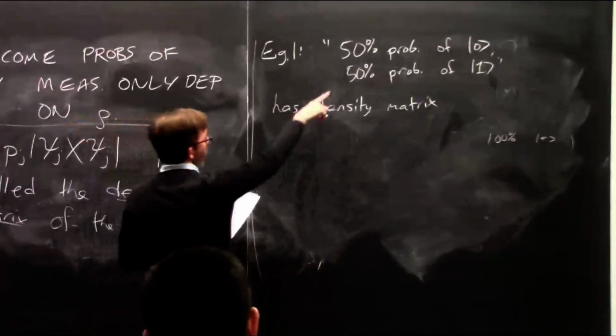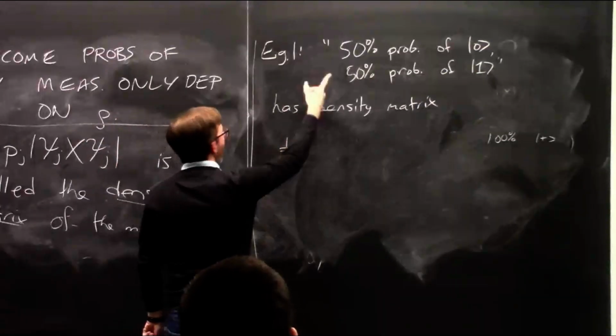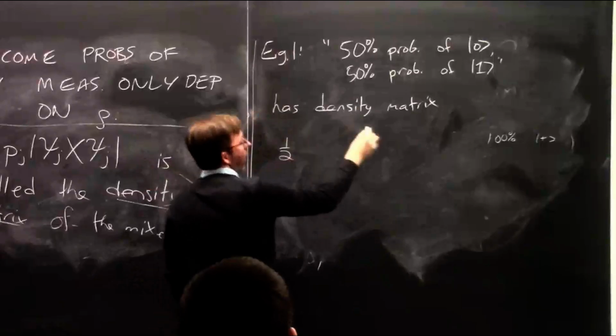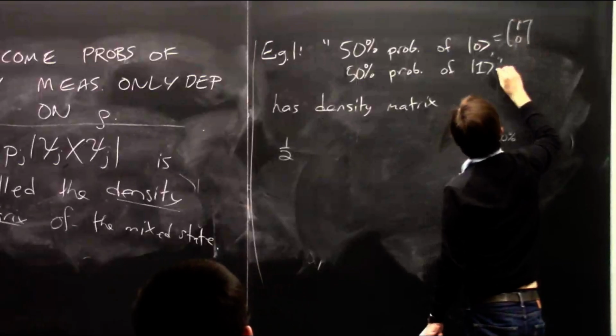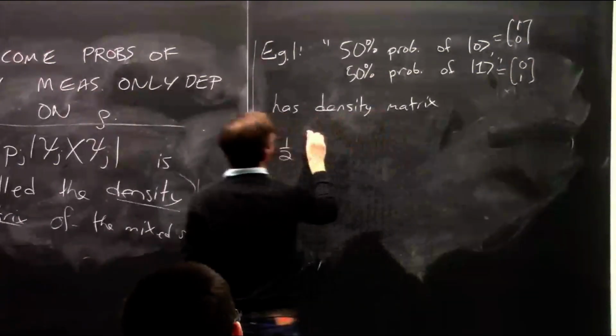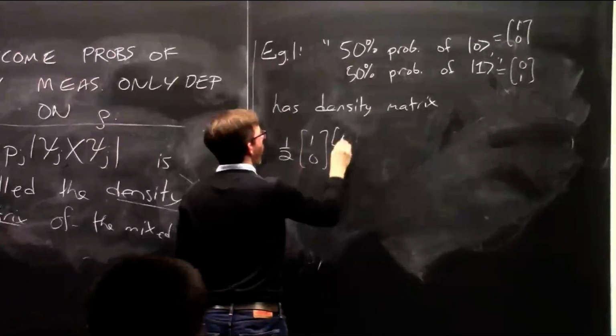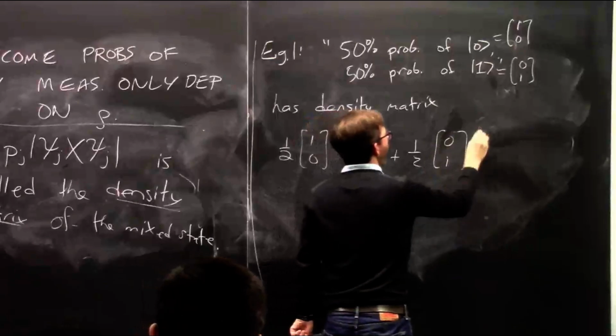OK, so let's compute the density matrix for this state. Well, it's half. I mean, here's the formula. It's a half. OK, and by the way, of course, this is the vector 1, 0. This is the vector 0, 1. OK, so it's a half times 1, 0 times 1, 0, plus a half times 0, 1 times 0, 1.